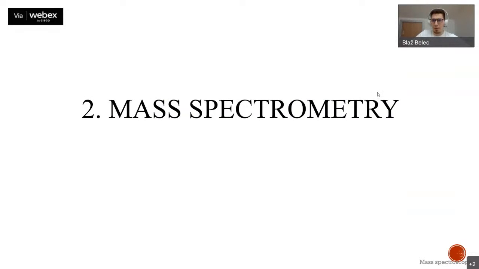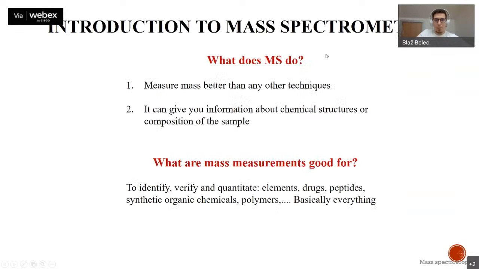Here we don't have any source of light for analyzing the samples. So what does mass spectroscopy do? As the name says, it measures mass better than any other technique. It was developed for this. So it can give you information about the chemical structure or composition of the sample.